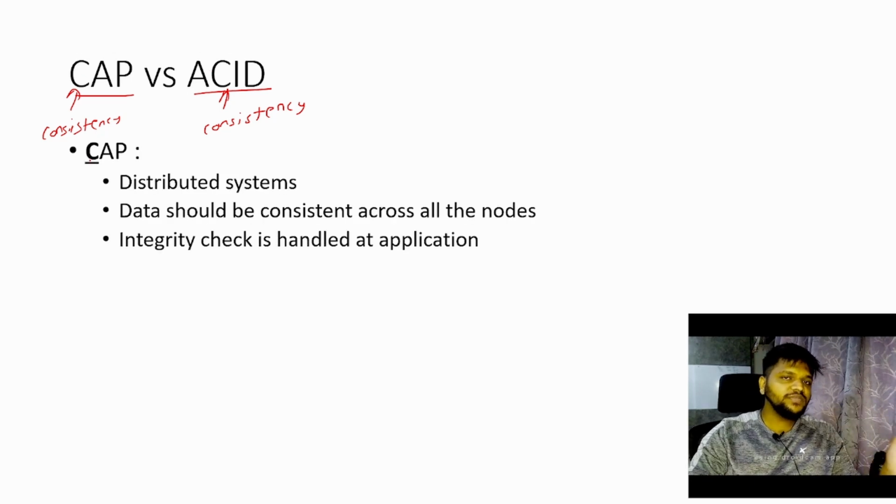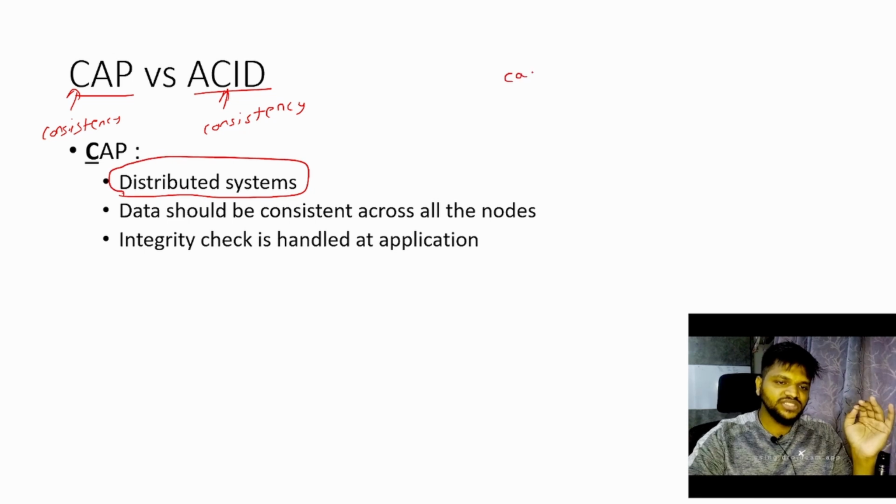What is actually the meaning of consistency in CAP? It is used in distributed systems. Assume there is a Cassandra. It is a NoSQL database, it doesn't matter. It has multiple nodes. Okay, this is N1, N2, N3 and N4.